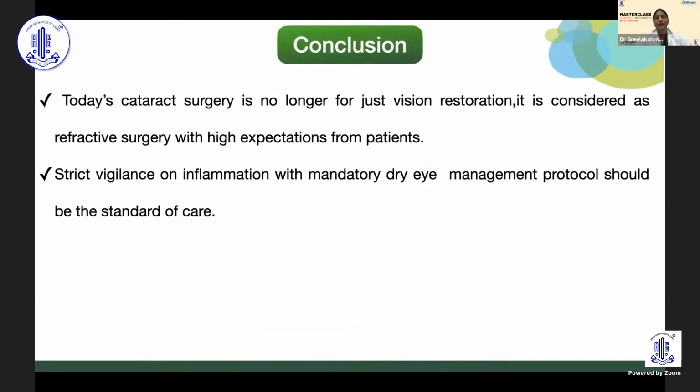So to conclude, cataract surgery is no longer considered just vision restoration. Now it is a kind of refractive surgery. So strict vigilance on inflammation with a mandatory dry eye management protocol should be the standard of care. That's how we can convert dissatisfied patients into happy patients.